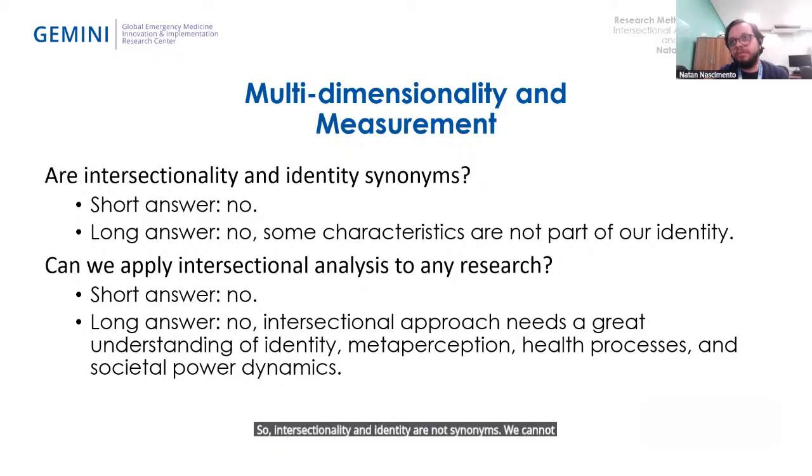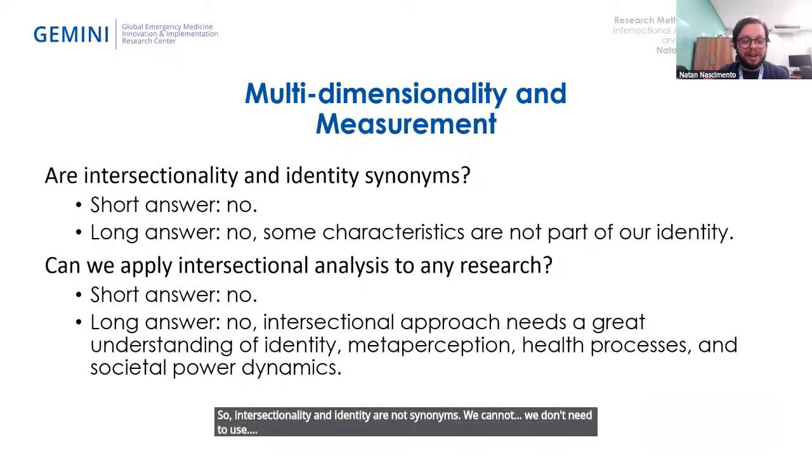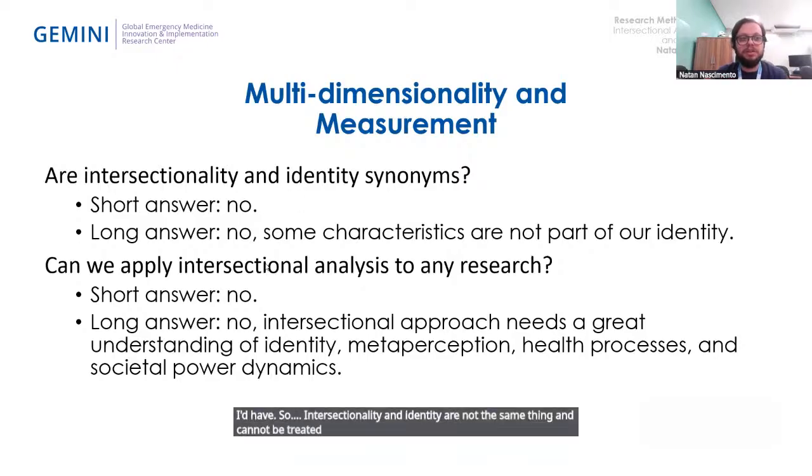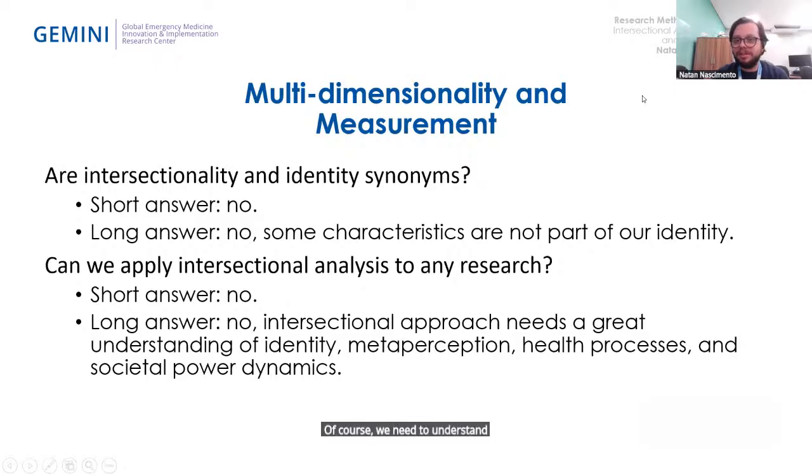We don't need to use only identity traits in an intersectional analysis. We need to understand the wholeness of characteristics of a person. So poverty is something that affects me, even though I don't identify myself as poor. Not that I'm not poor, but it's not part of my identity. It's more like a state. It's more like a social perception based on how much wealth I have. So intersectionality and identity are not the same thing and cannot be treated as the same thing. Of course, we need to understand what identity is in order to make sure we are really doing intersectional analysis, but they're not the same thing.